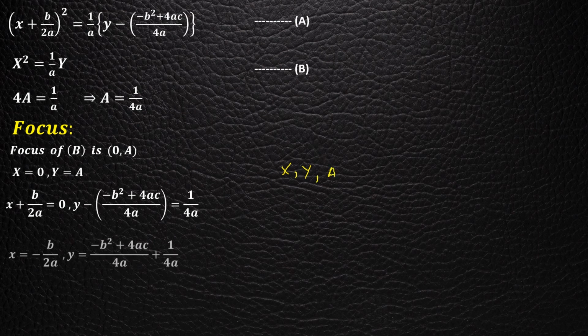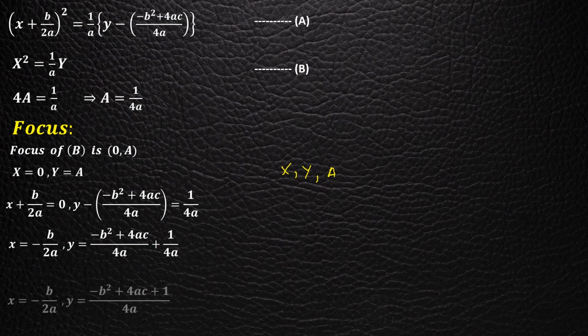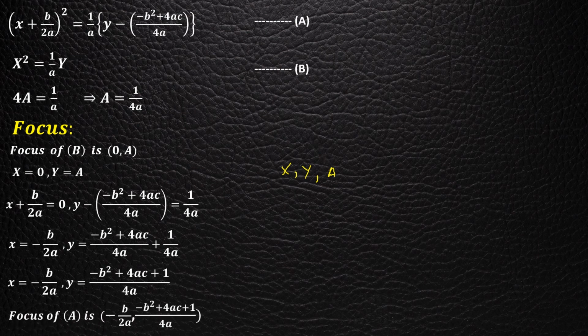After simplifying, we get small x and small y as small x is equal to minus b over 2a and small y is equal to minus b square plus 4ac plus 1 over 4a. So the focus of parabola A is minus b over 2a comma minus b square plus 4ac plus 1 over 4a.